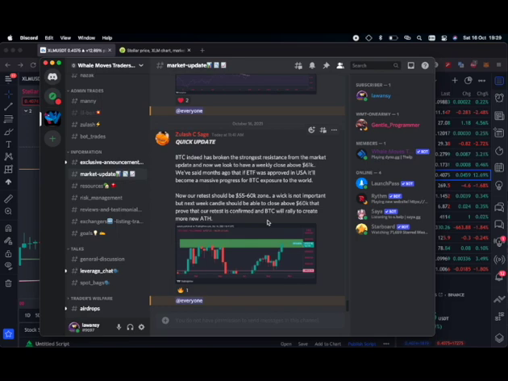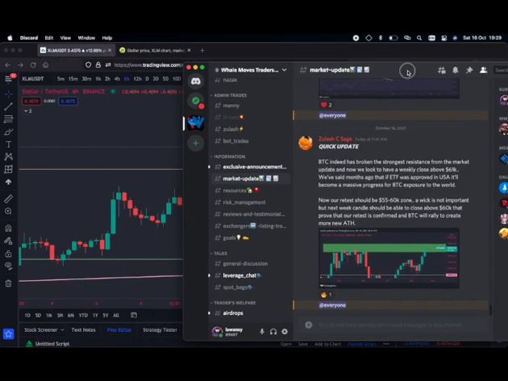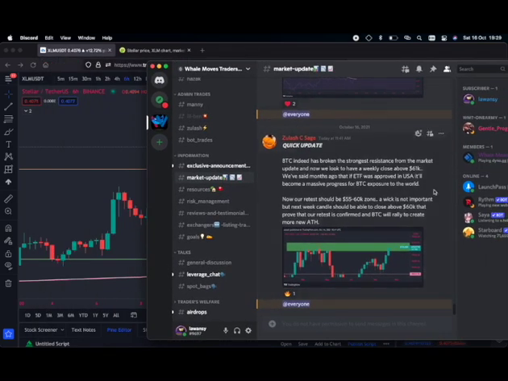Now, if you look at the market out there, I tell you that it's going to bring a lot of exposure to the world. Now, our rotation should be the 55k to 60k zone. A week is not important, but a weekly candle should be able to close above 60k. That proves that our test is confirmed and BTC will rally to create more new all-time highs.